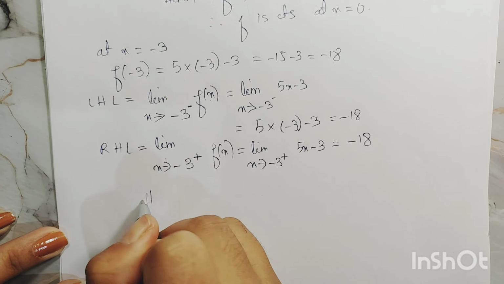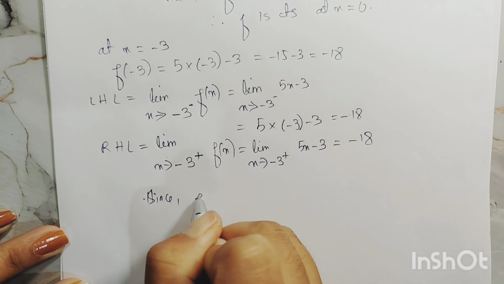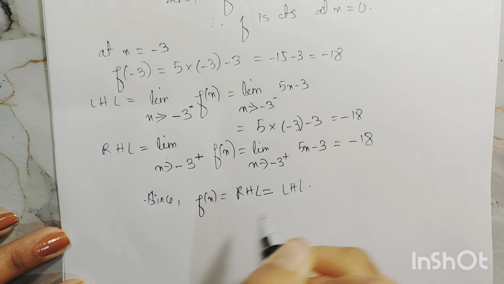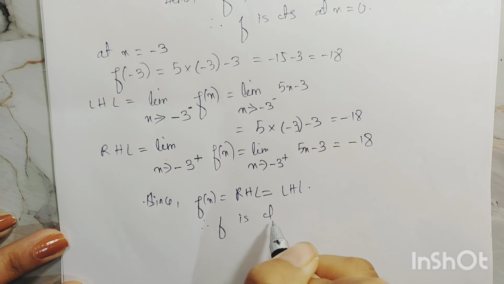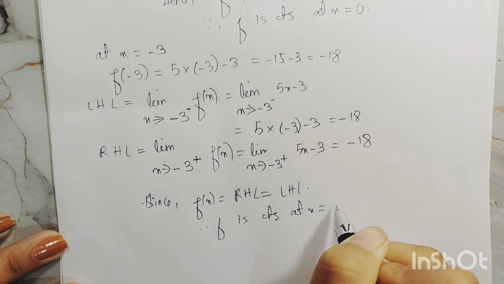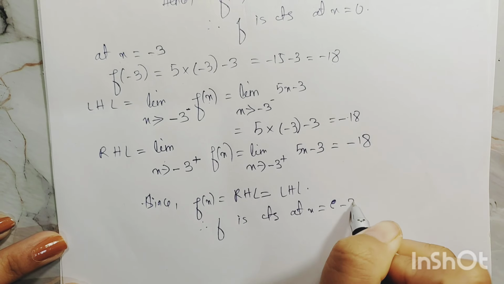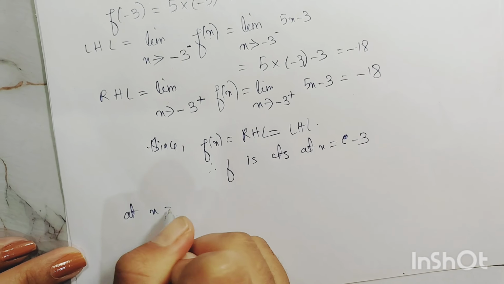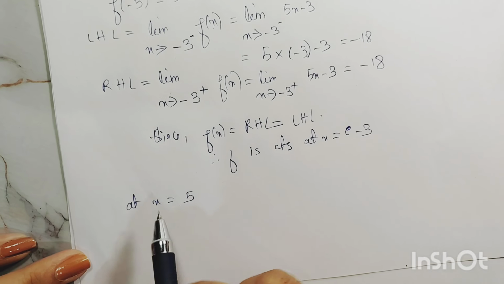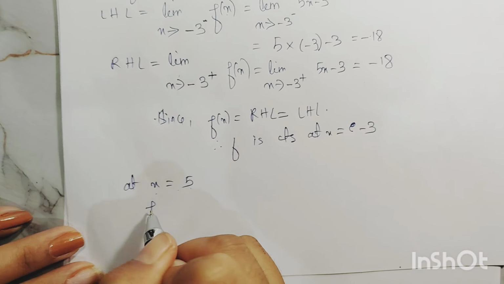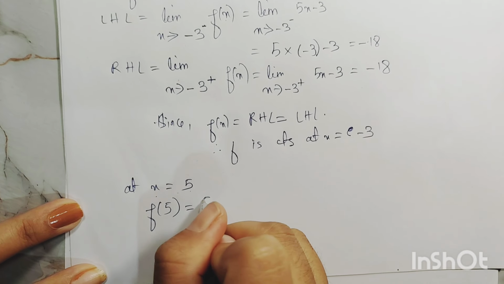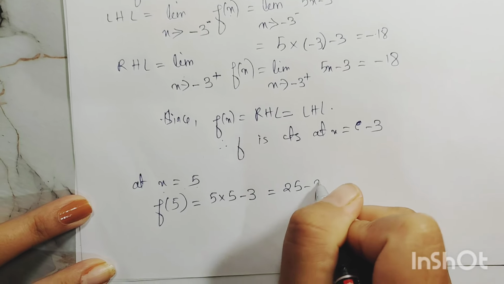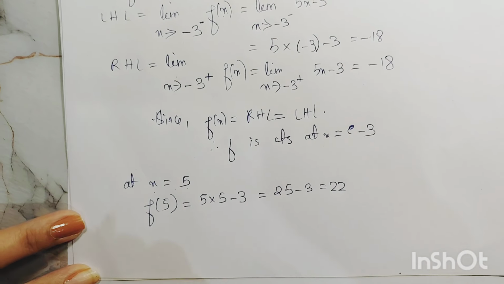Since f of x equals the right hand limit equals the left hand limit, therefore f is continuous at x equals minus 3. Now at x equals 5, our function f of 5 equals 5 into 5 minus 3, so here 25 minus 3 is 22.